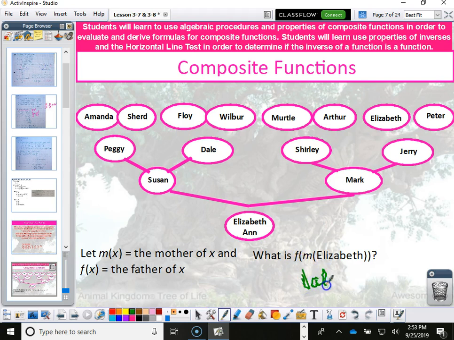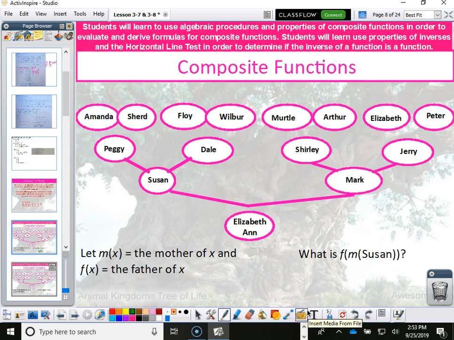Yes, Elizabeth Ann is my niece. Dale is my dad. Susan is my sister. I'm not on here because I did not have children.